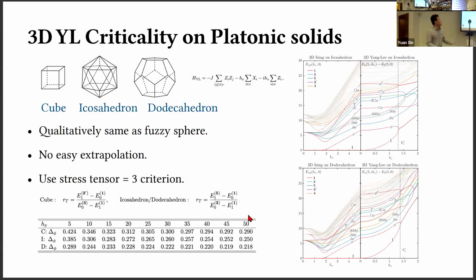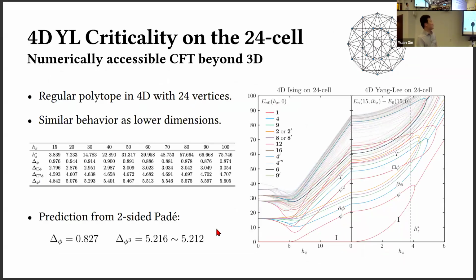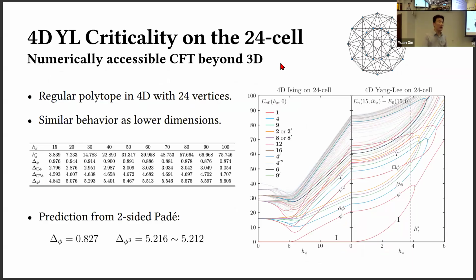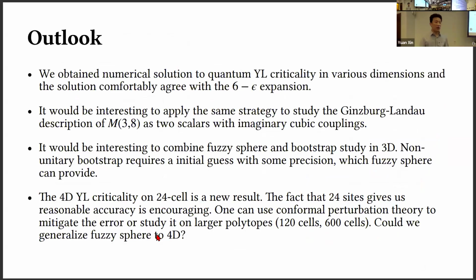I also wanted to mention we also studied the Platonic solids, the finite explicit lattice in 3 dimensions, and we found the result is consistent with what we got from the fuzzy sphere. And we also studied this 24-cell, which is a regular polytope in 4 dimensions. We also get reasonable accuracy for the scaling dimension of phi and phi cubed from the 2-sided Padé approximation.